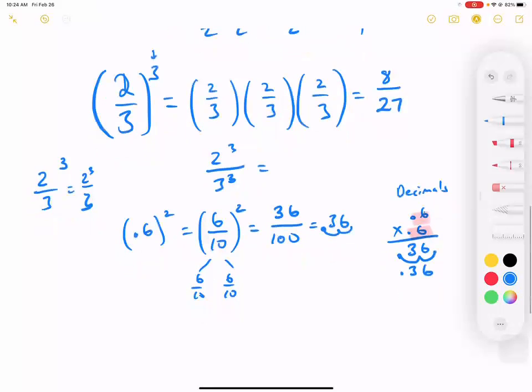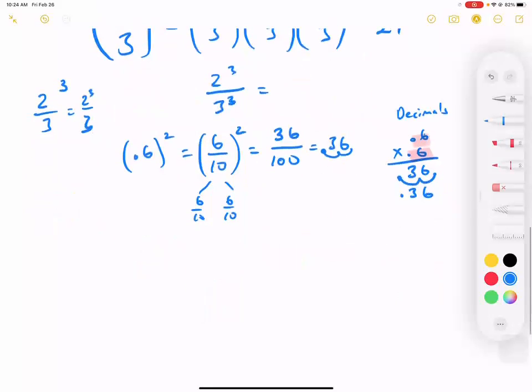Let's do one more example of this. Let's do 0.03 to the cube power. So let's rewrite this as a fraction. That's 3 pennies, right? Can you think of that as 3 cents? So that's 3 out of 100 cubed. So what is this going to be? On top, 3 times 3 is 9, times 3 again is 27.